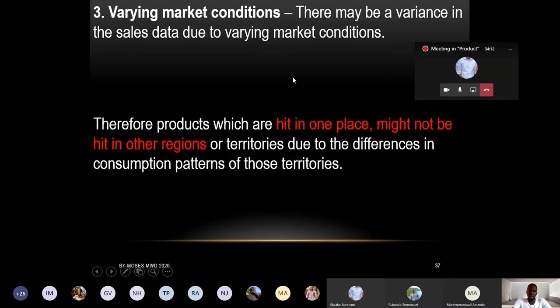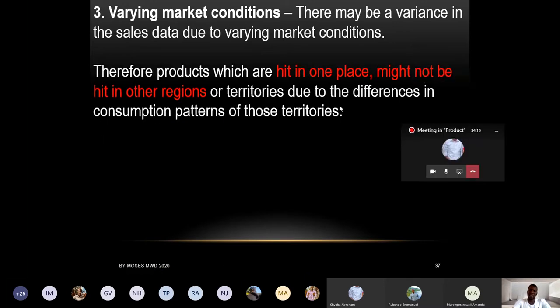So you find out that products which are hit in one place might not be hit in other regions or territories due to differences in consumption patterns of those territories. Maybe products for children are bought more in Kanombe and not bought as much in Kachio, meaning maybe Kanombe has more children than Kachio. This PLC doesn't have that. So you can find out that the PLC in Kachio is fluctuating, but the PLC in Kanombe is not. So varying market conditions depend on buying habits of people and location. Mention those points by the way.